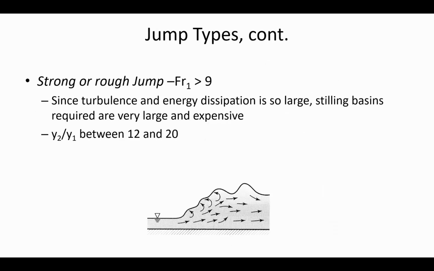And then when you go beyond a Froude number of 9, that's considered a strong or a rough jump, and there can be a pretty enormous variation, the ratio of depth between 12 and 20, and so stilling basins would be required to smooth and quiet the water before it enters any kind of a natural line channel.